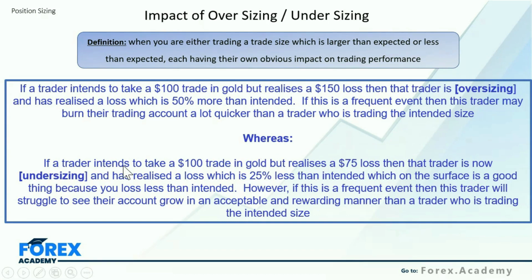Whereas if a trader this time intends to take a $1 trade in gold again, but realizes a $75 loss, then that trader is now undersizing and has realized a loss which is 25% less than intended, which on the surface looks like a very good thing because you lose less than you intend. However, if this is a frequent event, then the trader will struggle to see their account grow in an acceptable and rewarding manner, over and above a trader who is trading intended size. So again, it's about getting that balance right.